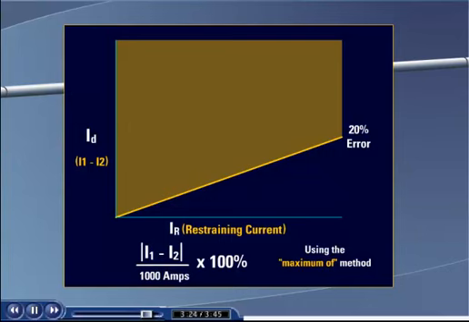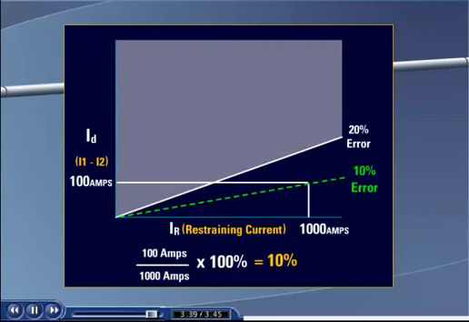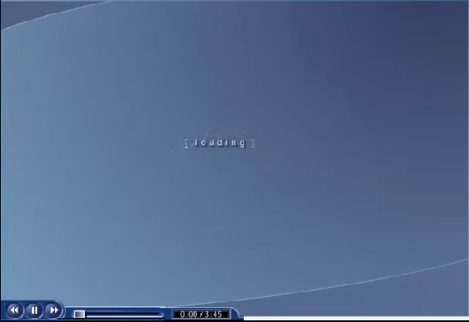The absolute difference between I1 and I2 is calculated by the element to be 100 amps. The percent difference is then equal to 100 amps divided by 1,000 amps times 100%, equaling 10%. Since the slope was set to 20%, the element will not falsely trip under the through-fault condition.